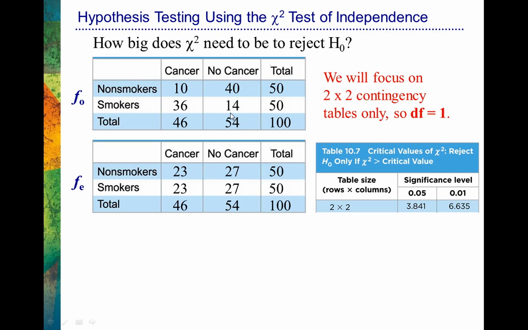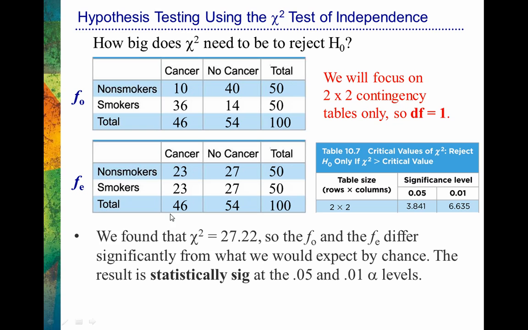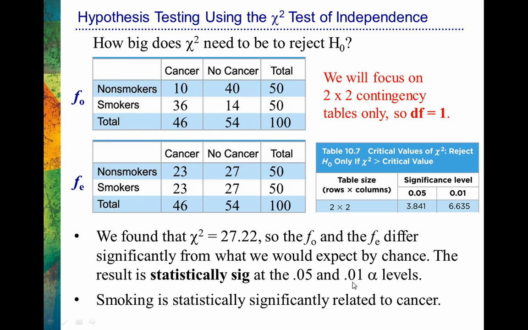Well, we looked at our observed data, we compared it to our expected data, and when we did that, we found a chi-square value of 27.22. That's a pretty big chi-square value. You can easily see that this chi-square value that we obtained is bigger than either of these critical values. So that shows that our result is statistically significant at not only the 0.05 level, but also the 0.01 level. So in this particular case, we see that smoking is statistically significantly related to cancer. There is indeed a statistically significant relationship between those two variables.